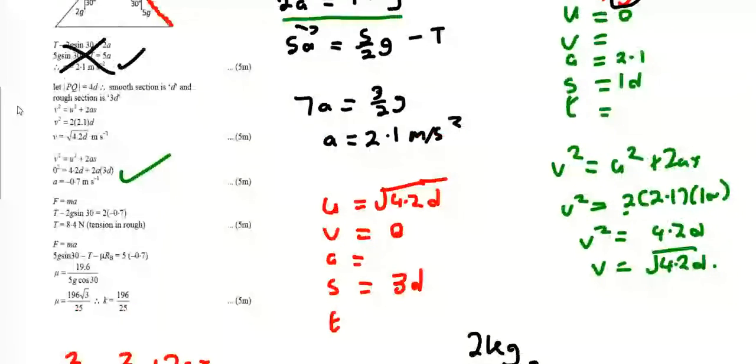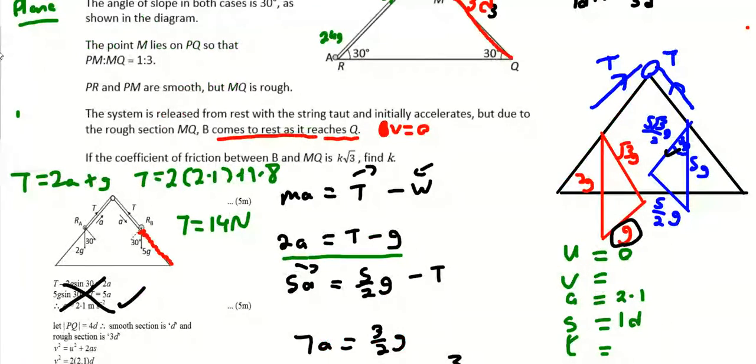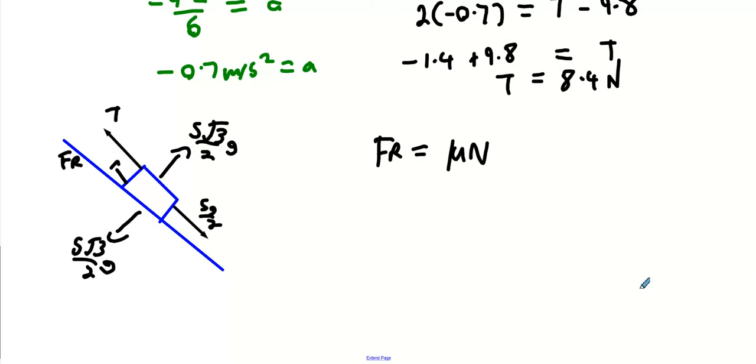What's the mu value it alluded to earlier? The coefficient of friction is this much, find K. Okay, so we have to find the coefficient of friction. So mu equals K root 3. I'll deal with that later. I'm just going to go for this right now. So friction force is mu times N, which is 5 root 3 over 2 G.